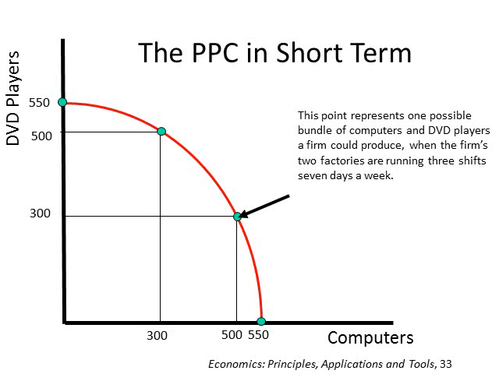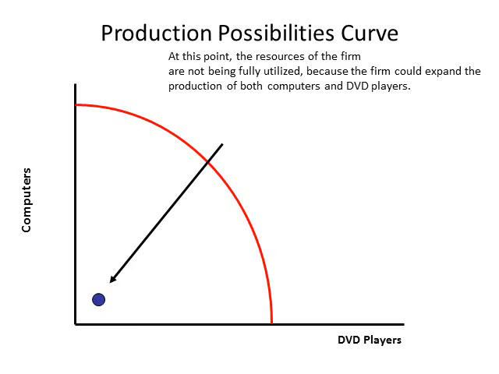The company producing 500 computers and 300 DVD players represents one possible bundle of computers and DVD players the firm could produce when the firm's 2 factories are running 3 shifts 7 days a week. The firm could also produce 500 DVD players and 300 computers. At this other point, the resources of the firm are not being fully utilized because the firm could expand production of both computers and DVDs. The firm can reach this level of production, but it's not using all the available resources efficiently.